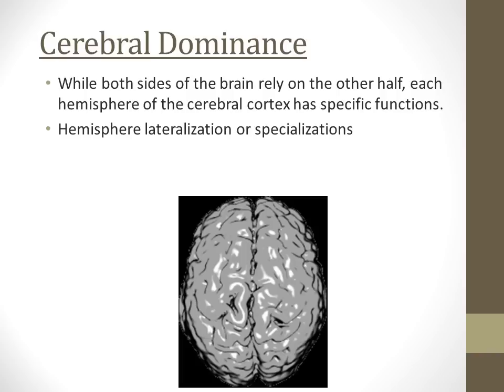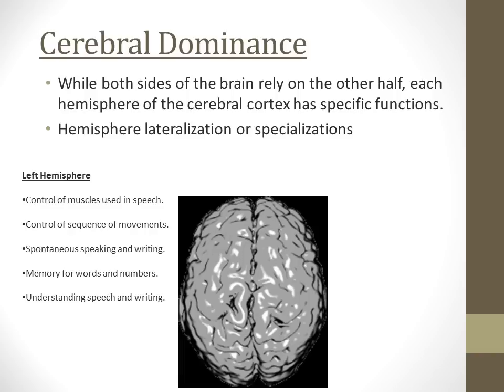Yes, we do have what they claim is a cerebral dominance. You're not just left and right brain, meaning that if I'm a right brain person, it doesn't mean I only use the right half of the brain. You do use both of the hemispheres, and both sides of the brain rely on the other half. Each hemisphere of the cerebral cortex does have specific functions. It's called hemisphere lateralization or specialization. So you might be more dominant in one of those, however, you do need both of them in order to regulate your behavior.